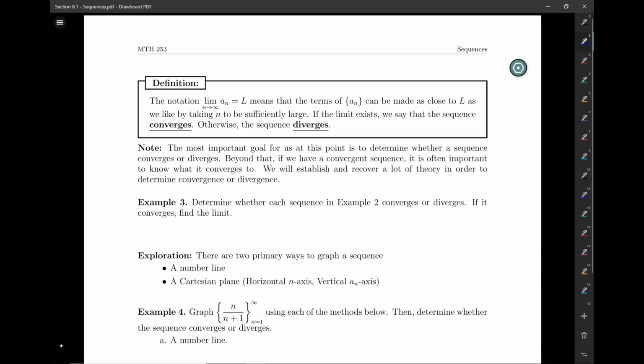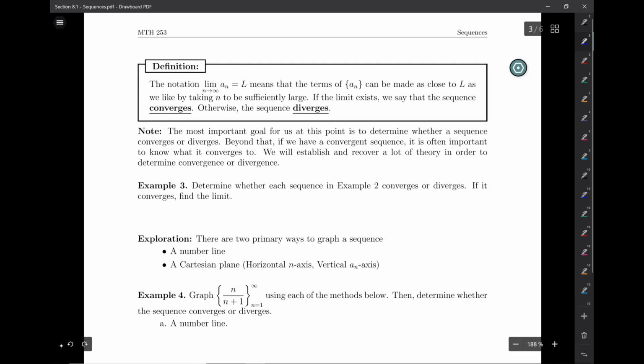Most of the time what we'll be interested in is just whether a sequence converges or diverges. But beyond that, if it's a convergent sequence, we often want to know what it actually converges to. In order to determine that, we're going to have to use a lot of the previous information that we had, especially in Calc 1, because notice we're doing limits, which is what we did in Calc 1. So let's take a look at an example.